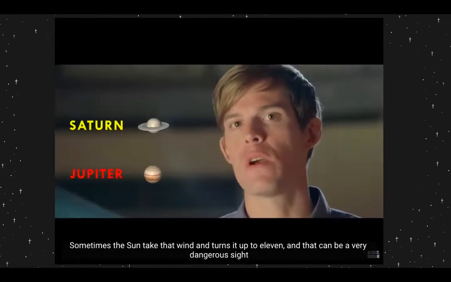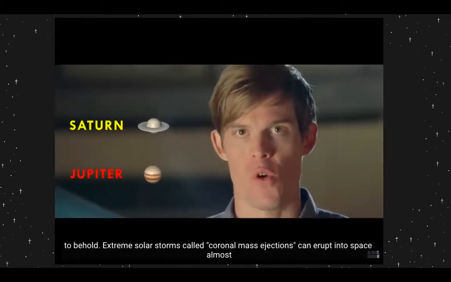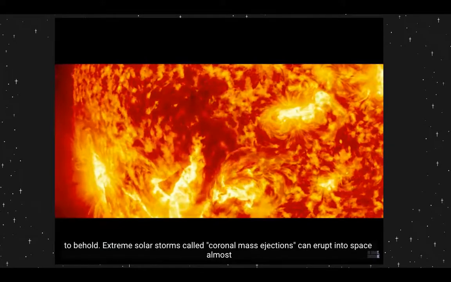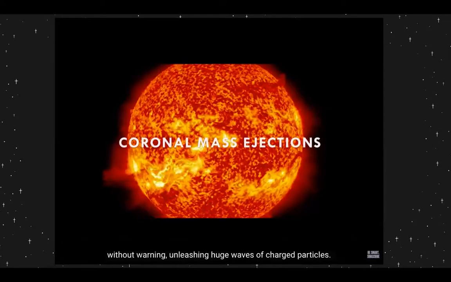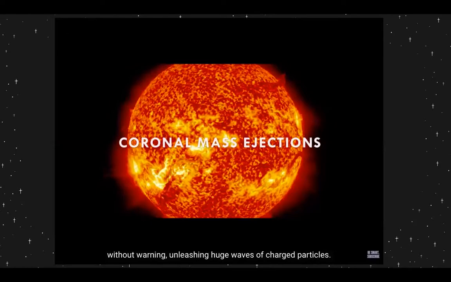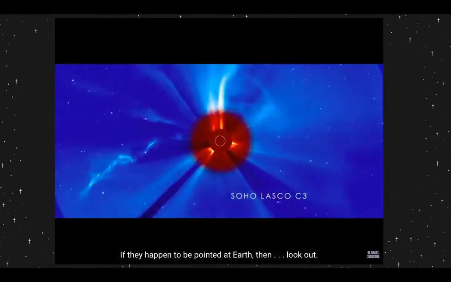Sometimes the sun takes that wind and turns it up to 11, and that can be a very dangerous sight to behold. Now, extreme solar storms called coronal mass ejections can erupt into space almost without warning, unleashing huge waves of charged particles. And if they happen to be pointed at Earth, then look out.